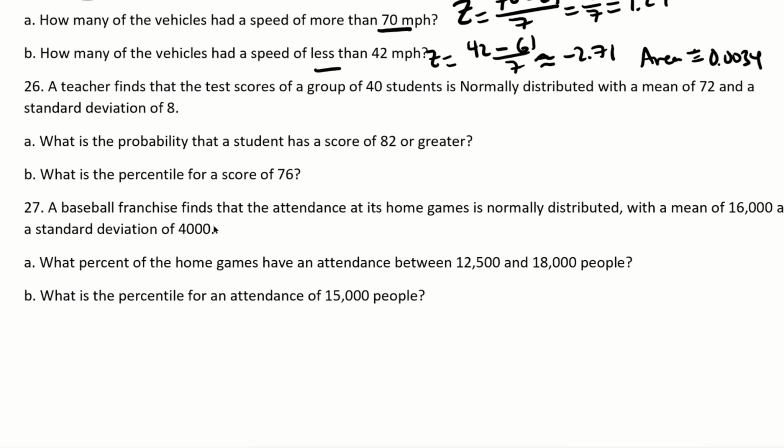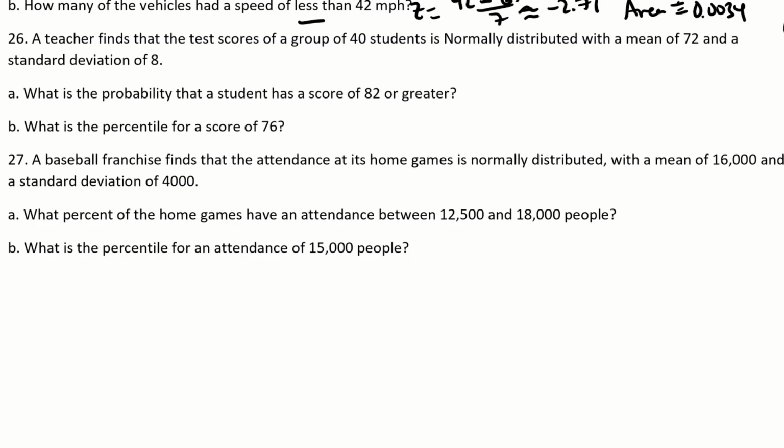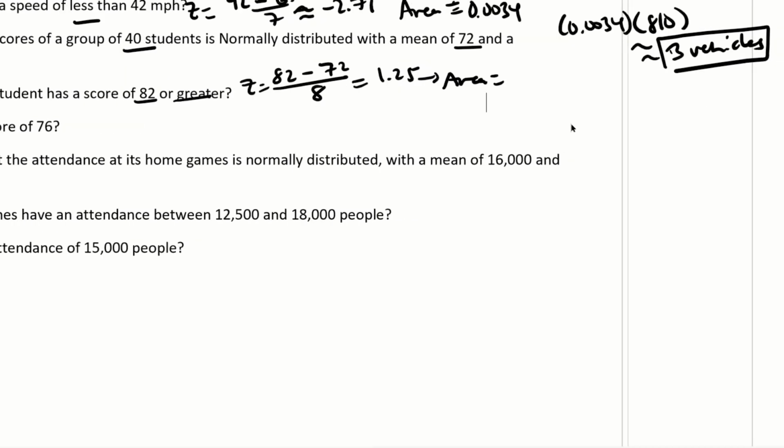All right, so now it says the test scores of a group of 40 students are normally distributed with a mean of 72 and a standard deviation of 8. So we want 82 or greater. So let's calculate the z-score. 82 minus the mean divided by the standard deviation, and that gives us 1.25. We look up the area. I showed you how to look up the area by now, but we're going to need to do a little bit to it.